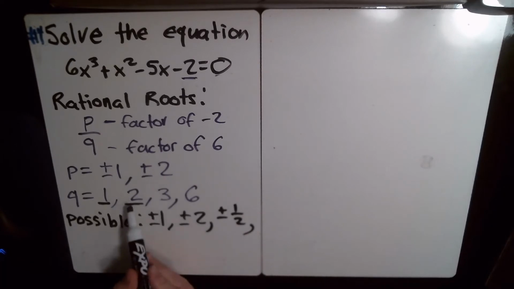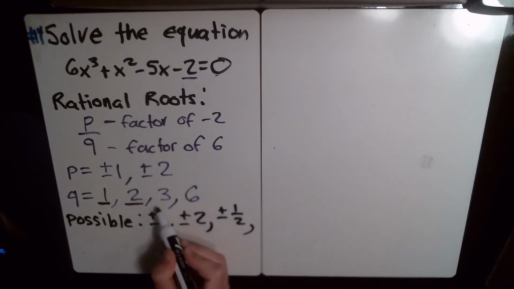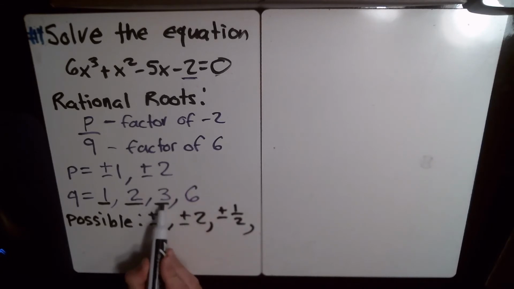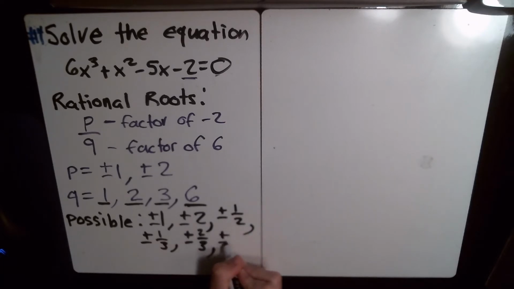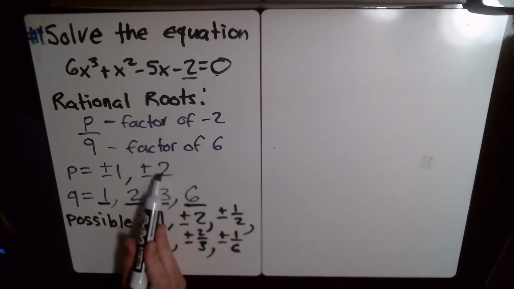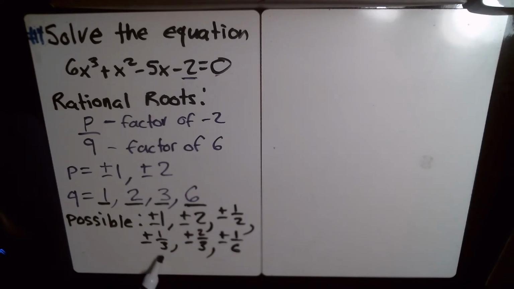Okay. ±2 divided by 2 is 1, so we've already got that one taken care of. We don't need to write that down again. Let's divide by 3 now, so we get ±1/3 and ±2/3. Okay. And then we'll divide by 6, which is the last one we need to do. So ±1/6. And when I do 2 divided by 6, that's the same as 1/3, which we've already got. So those are my possible rational roots.